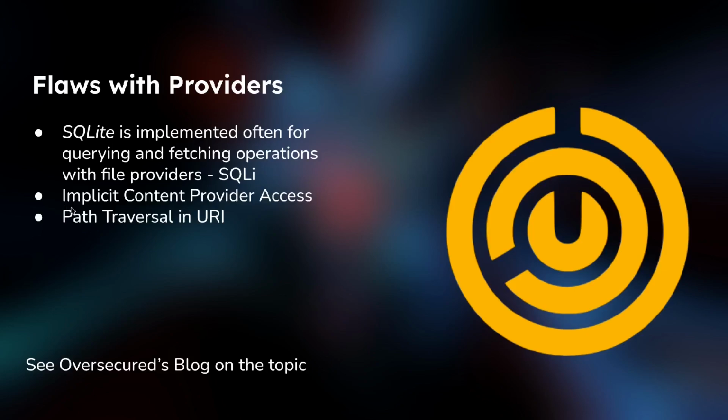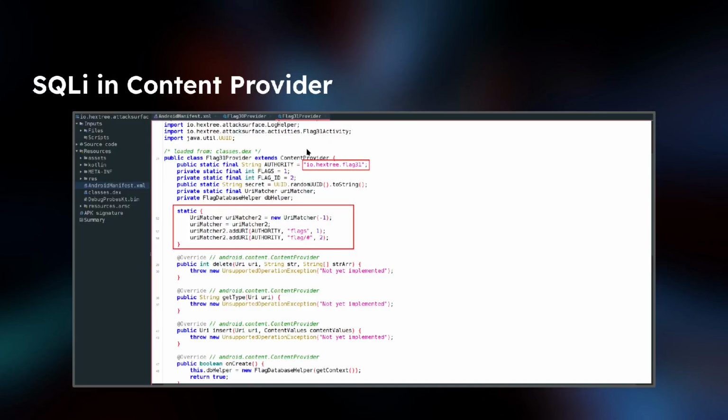Other things are implicit content provider access. Implicitly, it's similar to the implicit intent stuff, right? Where you have an intent that accesses a content provider or a file provider that is able to be accessed and used by other applications, perhaps unintentionally. And then other things are like path traversal in the URI. We're going to talk about that more with file providers as it's a little bit more relevant there.